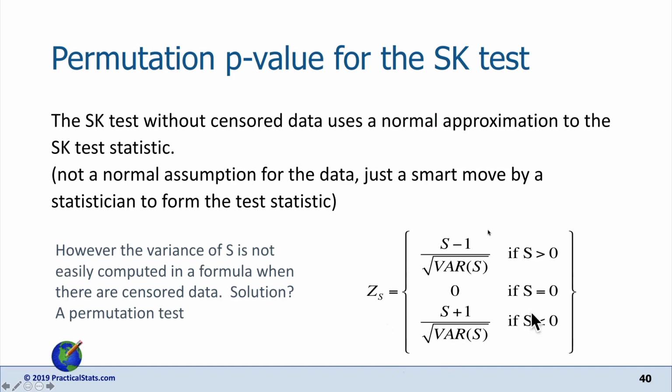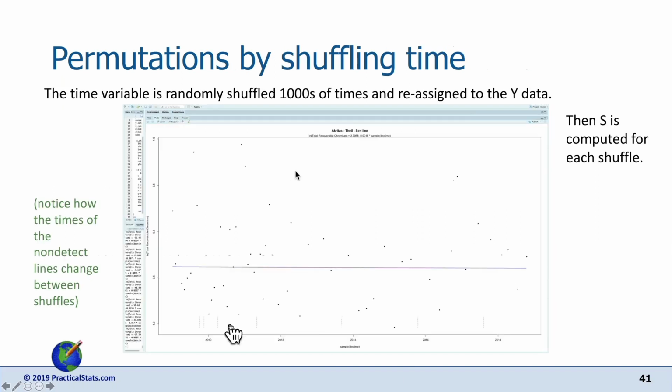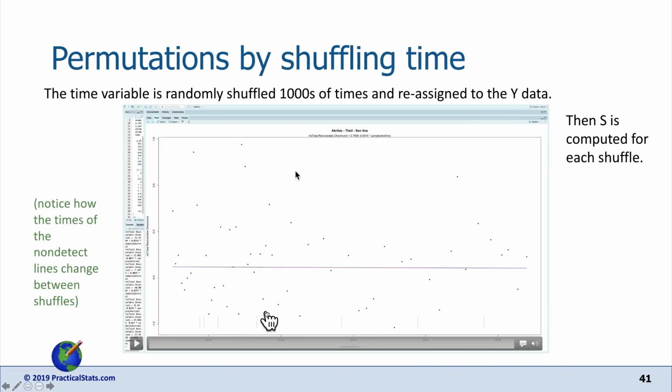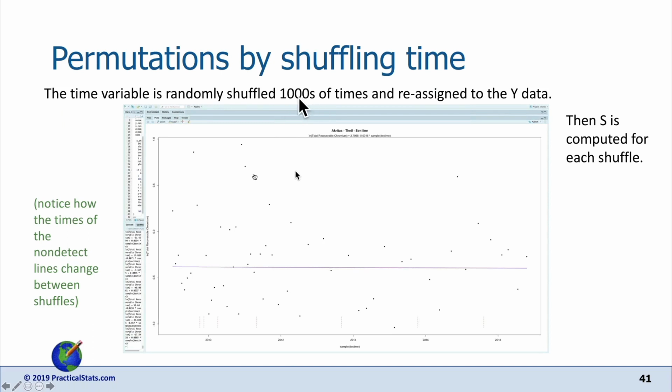So this formula was for the seasonal Kendall test without censoring. Now I'm going to just do it as a permutation test. So here's an illustration of what's going to happen. We're going to do it thousands of times. I'm only going to do 20 of them, where you rearrange the X variable.